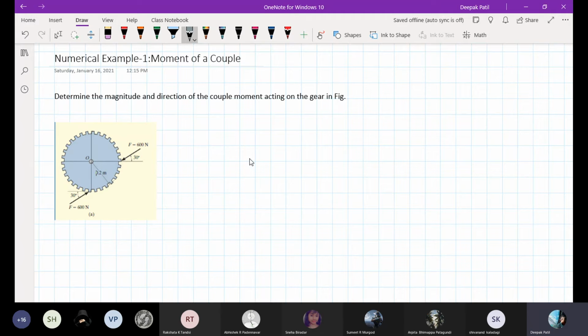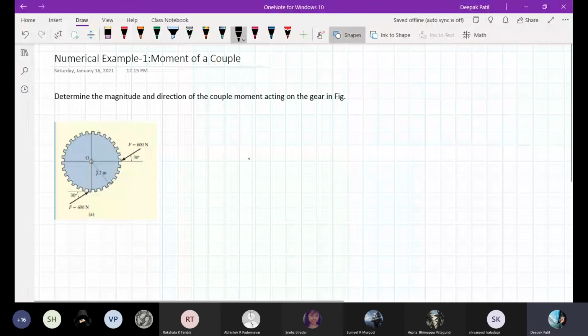Can anybody tell me whether these two forces will form a couple? Yes or no? No, sir. Why not? Actually, these two forces will form a couple, right?